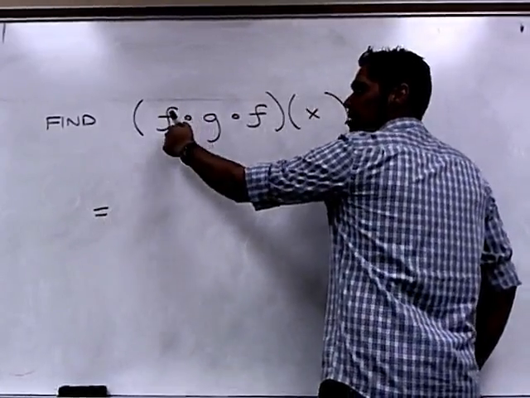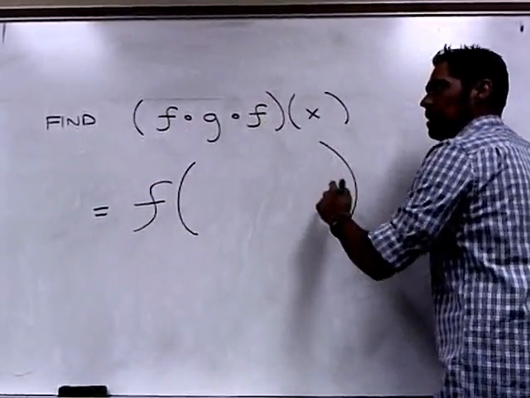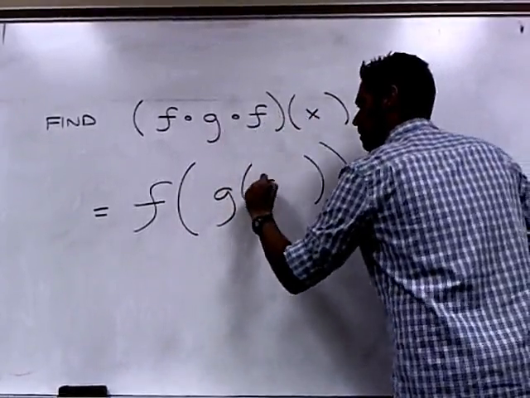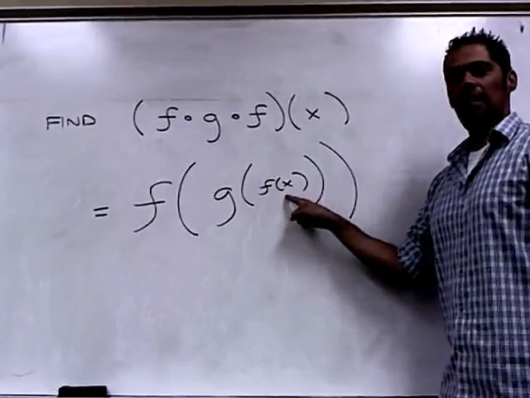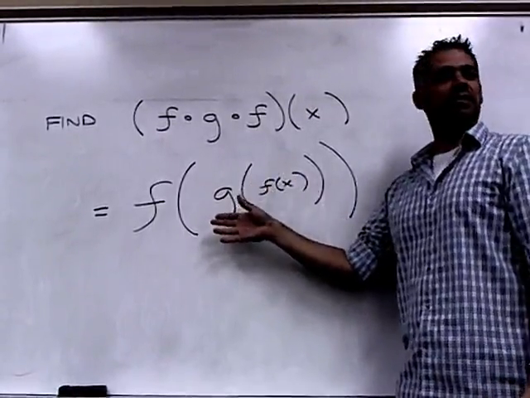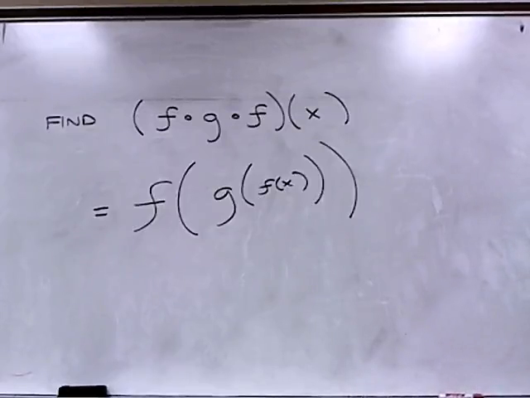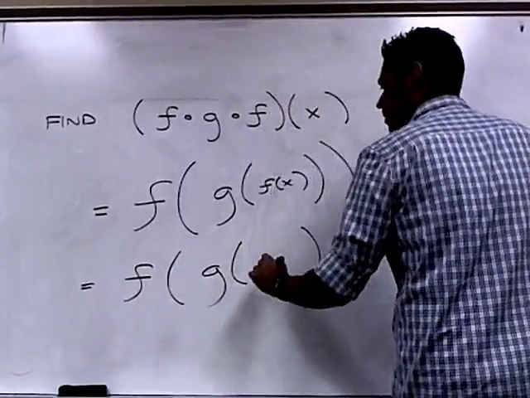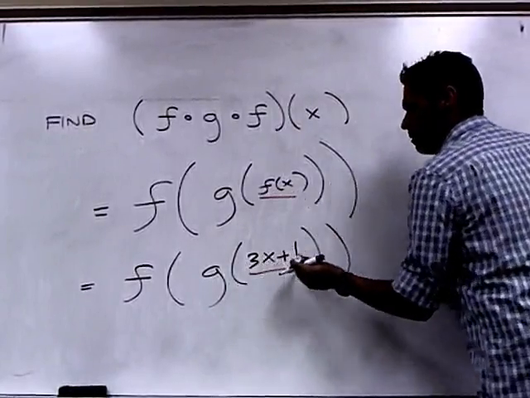So I don't know if you've noticed, I've been reading this from the left to the right. So I'm starting off here, I'm saying F, and inside of F is what? G, but inside of G is what? F of X. So what's going to happen is X first goes into F, right? And then that goes into G, and then that goes into F again. F of g of, what was f of x? 3x plus 1, right? So I've replaced this with this.